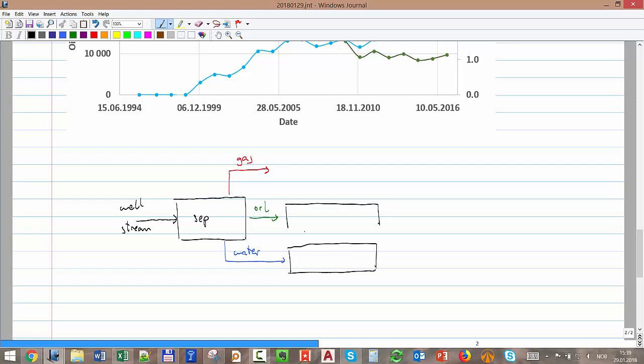After each one of them I have another box: the water processing train, the oil processing train, and the gas processing train. I can do different things inside these boxes to prepare the streams further. And each one of them has a maximum capacity that I assumed by design.